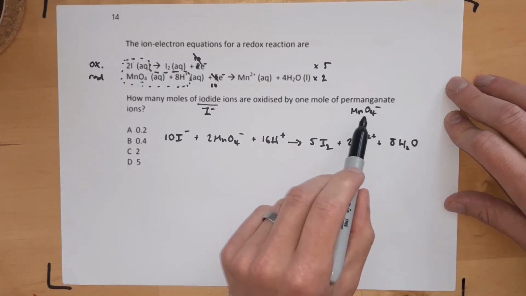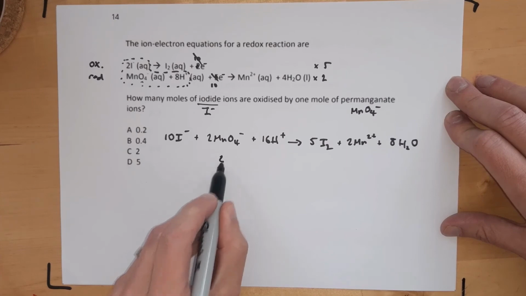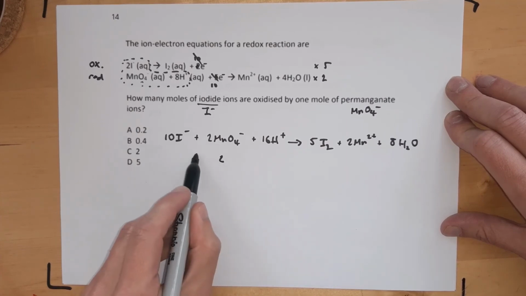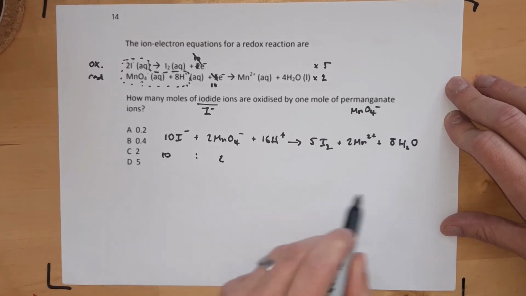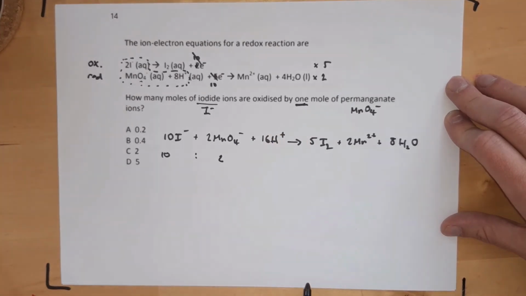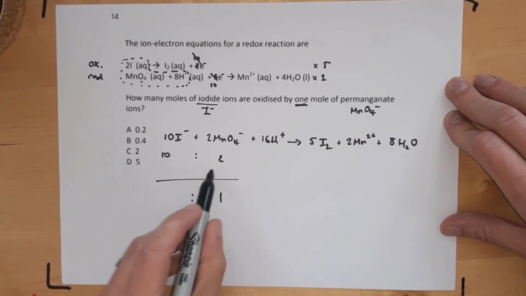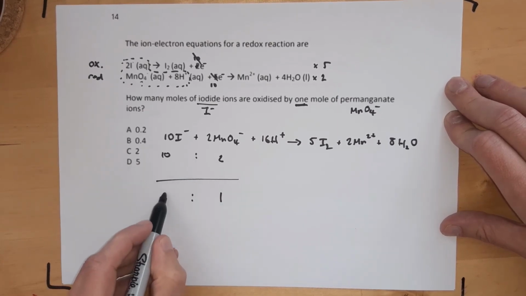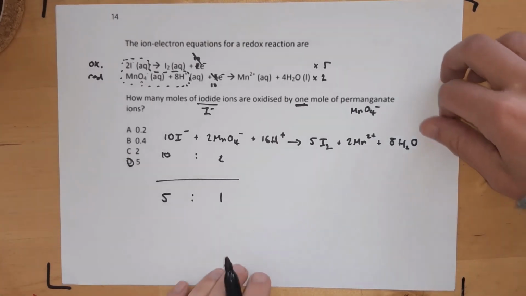Anyway, if here we have 2 moles of the permanganate, they will react with 10 moles of the iodide. We don't want that. We want it if we've got 1. So let's change our ratio. If it's 10 to 2, 1 will react with 5. Therefore, our answer is 5. Okay? So that's that one.